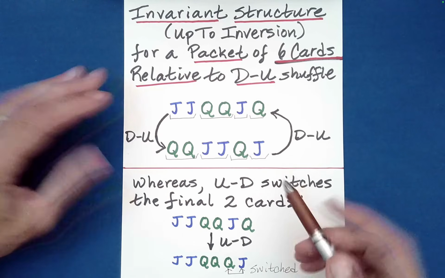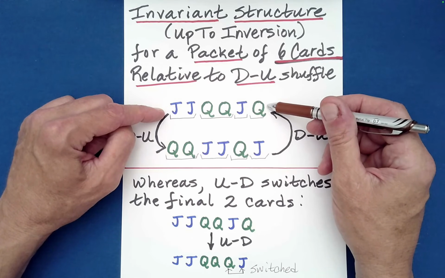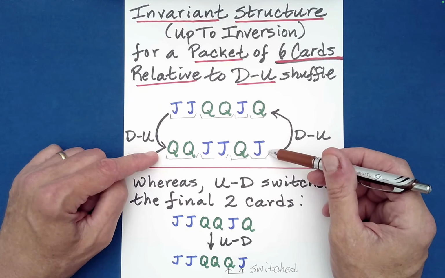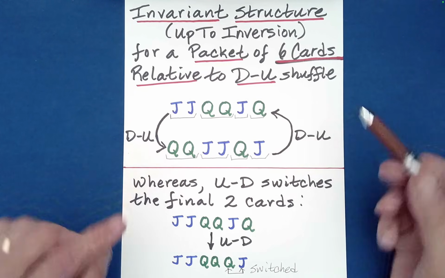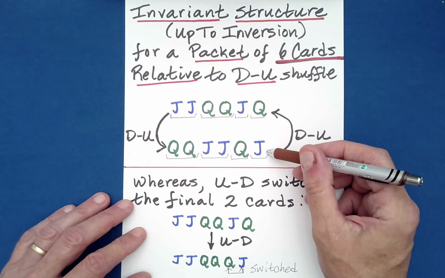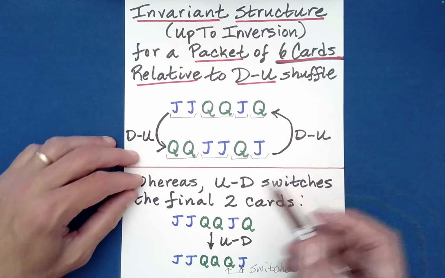So for example, this right here could be our starting organization after pushing off pairs into 3 piles and stacking in the way that I showed you. Its inversion is this right here, where you can see that jacks and queens have just switched places. Now both of these organizations of the packet share a common characteristic that you can take advantage of. So just look at what's happening.